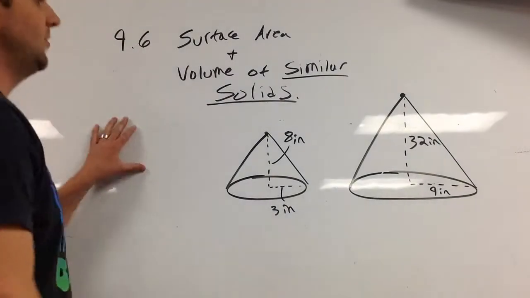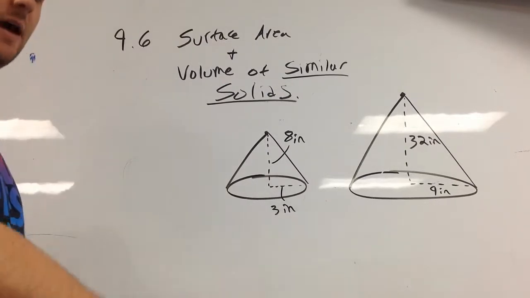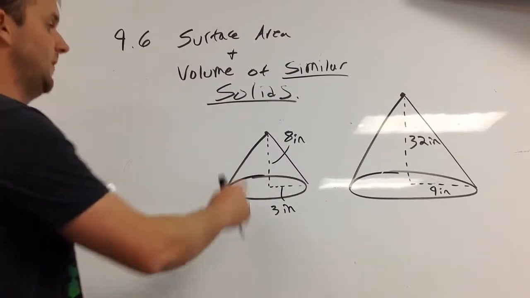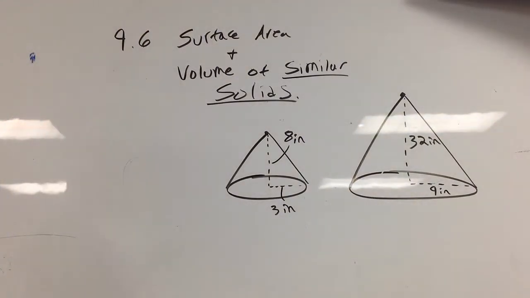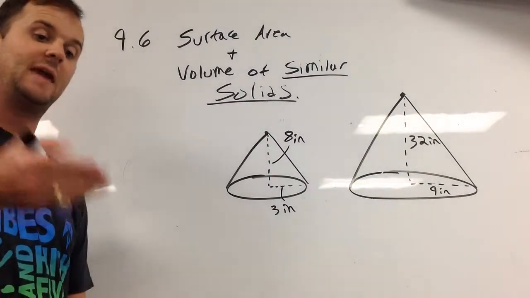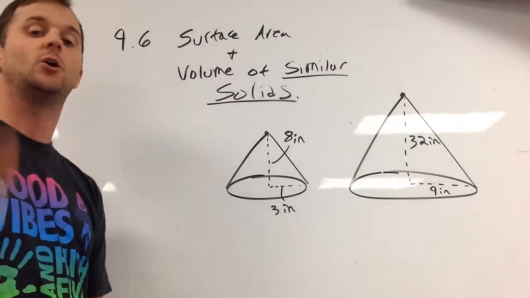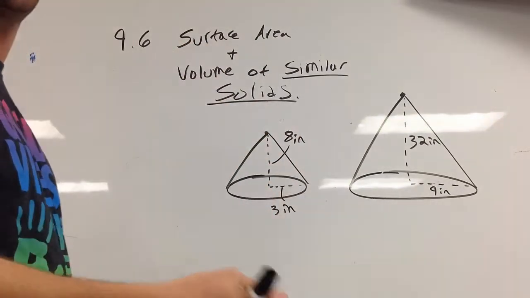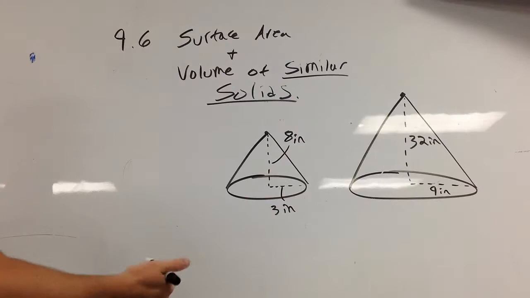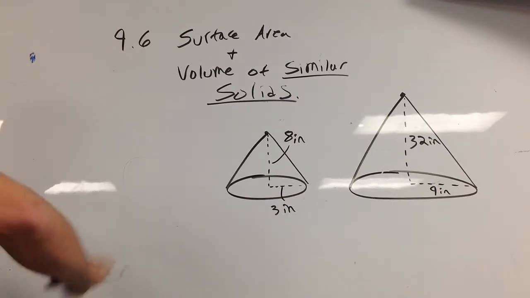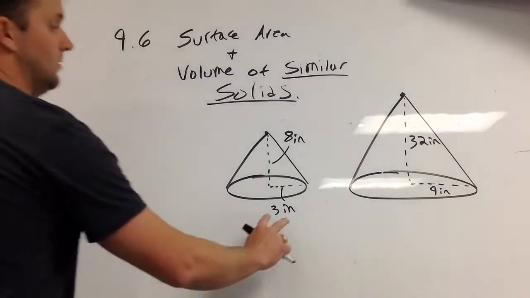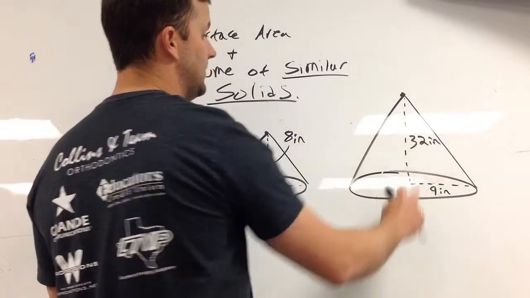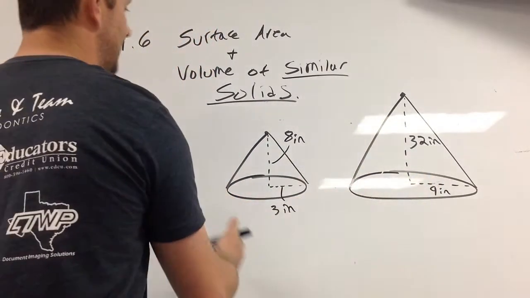Okay, so on the first example, it says that the two cones are similar figures, and what we need to do is find the similarity ratio, the area ratio, and the volume ratio. So we need to find all three of those ratios. Right now, all I literally have to do is pick any two of the measurements, it doesn't matter. I can either do 3 and 9 or 8 and 32. So I'm just going to pick 3 and 9.